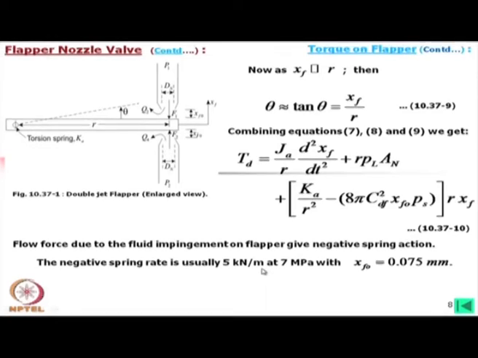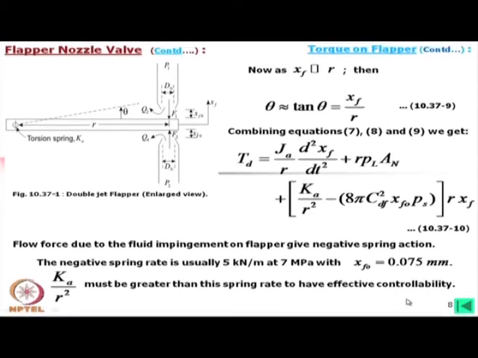Okay. And then actually this value is just a realistic value. This is to understand what the parametric values of such a flapper nozzle valve are. Okay. And K by r square, where K is the torsional spring stiffness, must be greater than the spring rate to have effective controllability, that you can understand. If this is not greater, then we will not be able to control it.